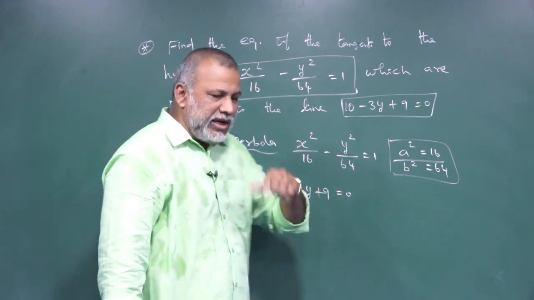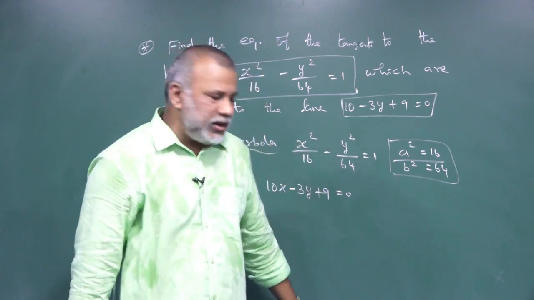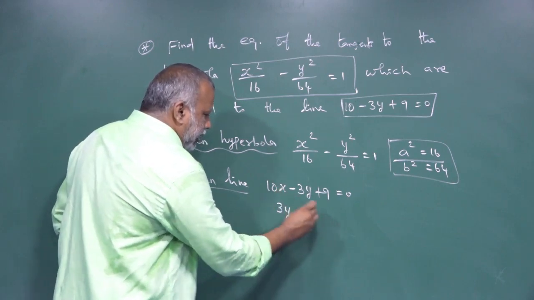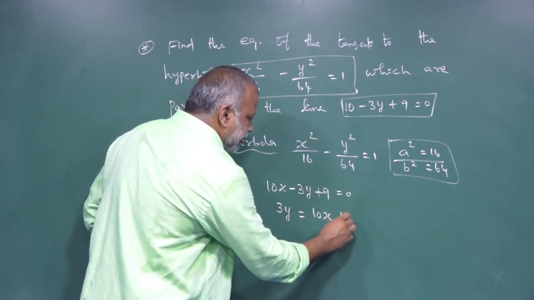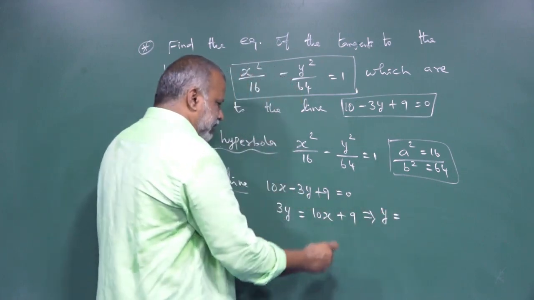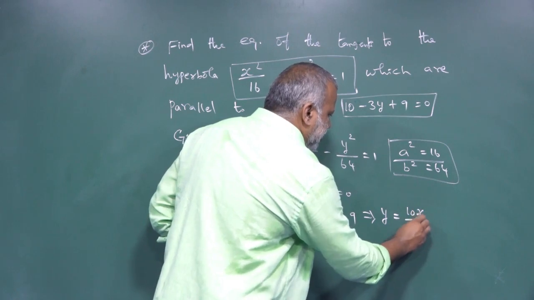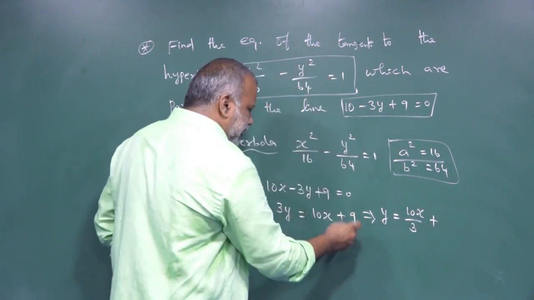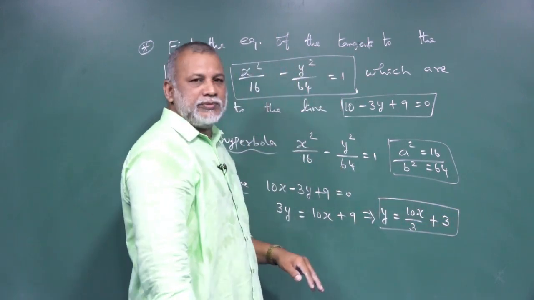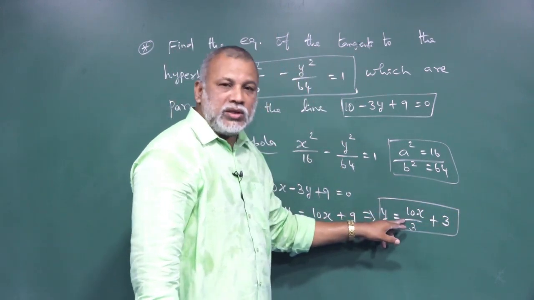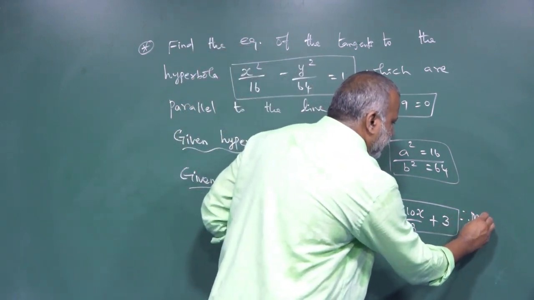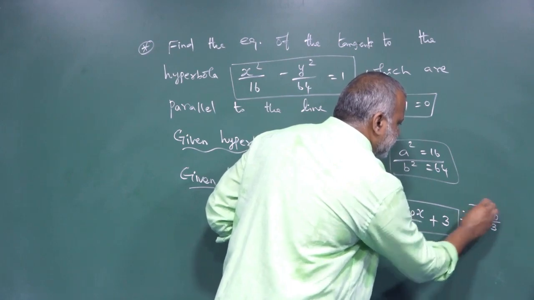This line may be converted into the form y equal to mx plus c. So I can take 3y to the other side and write 3y equal to 10x plus 9. From this, y equals 10x divided by 3 plus 9 by 3, which is 3. So this is in the form y equal to mx plus c. From this we are able to work out the value of m. What is the value of m here? 10 by 3. Therefore m equal to 10 by 3.